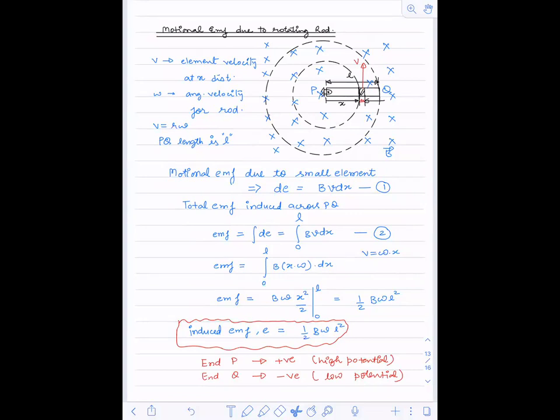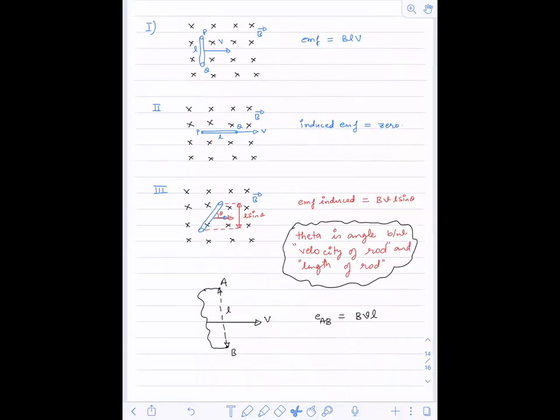EMF induced represents the potential difference. Yes, potential difference. EMF is basically a potential difference only between the two terminals when current is not drawn from it. Just now I'll show you a case where there will be a drop in potential and where this chapter will be linked with current electricity. If you're not asking any doubts, I'll continue with the question.